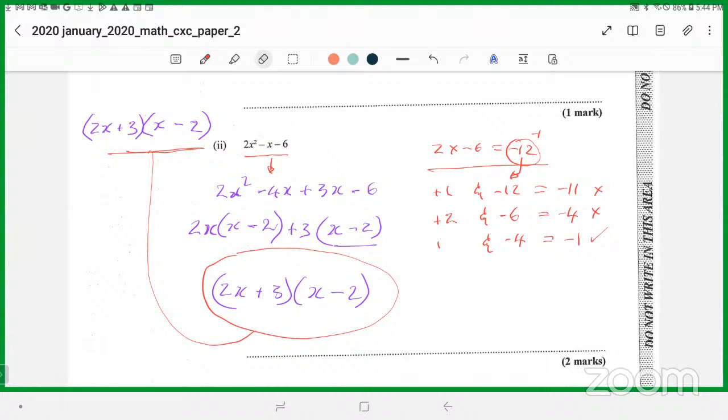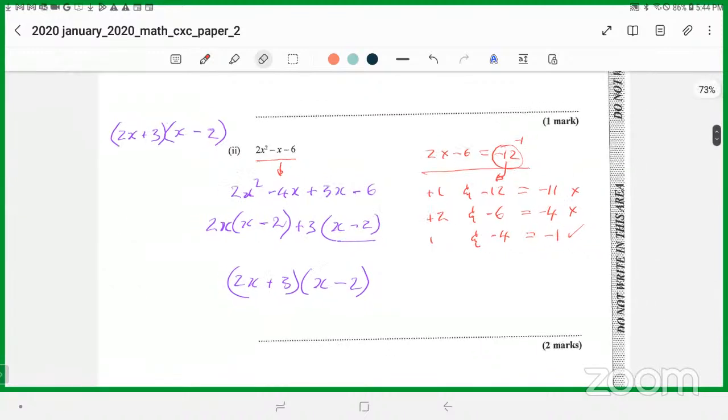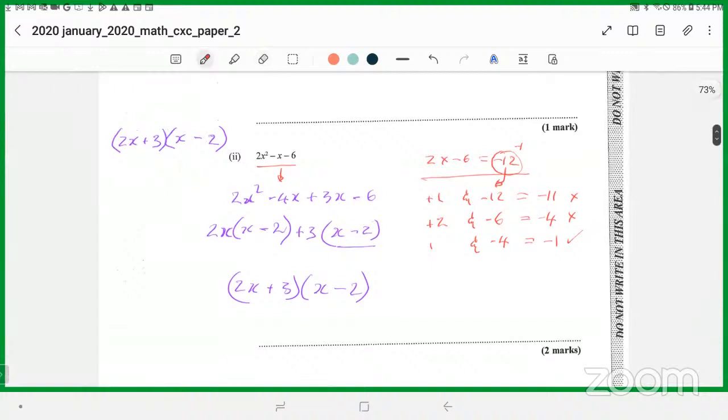I want to do the mathematics the easy way every time. That is it. Everybody good? Yes, sir. We don't want to do so much work, all of this work for 2 marks, when you can do it by looking. Just make sure you factorize it properly.